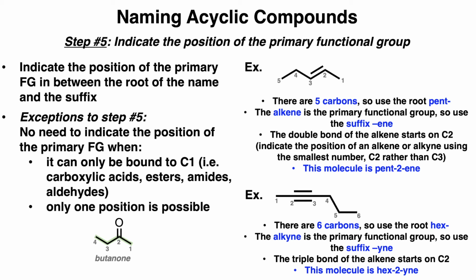There is no need to indicate the position of the primary functional group when it can only be bound to C1, like carboxylic acids, esters, amides, aldehydes, and other terminal functional groups. And when only one position is possible, like in this example of butanone, there's no need to indicate its position.